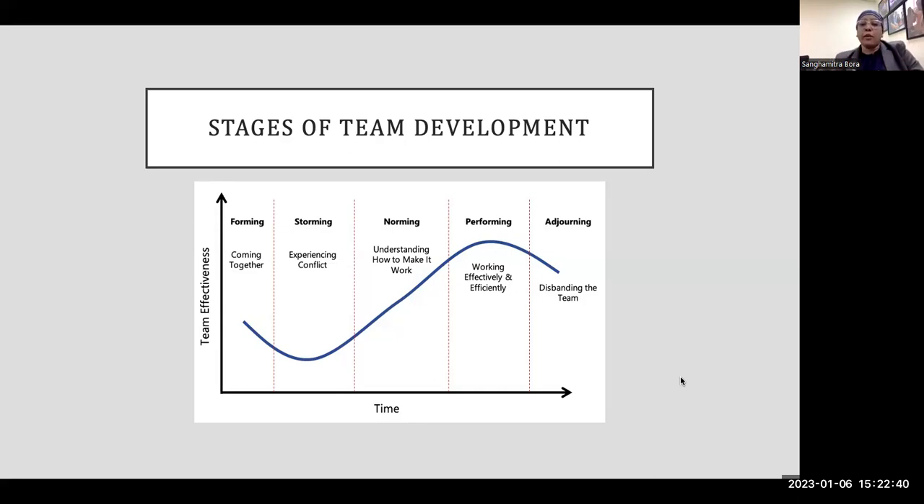So that is the norming stage, where you recognize the complementing efforts of your colleagues, and everybody in the team starts appreciating each other's work. And that stage is called norming or normalizing. You understand how to make it work. You find a way to work together. So that particular stage is extremely, extremely important in improving the effectiveness of the team. And this generally lasts for a long time.